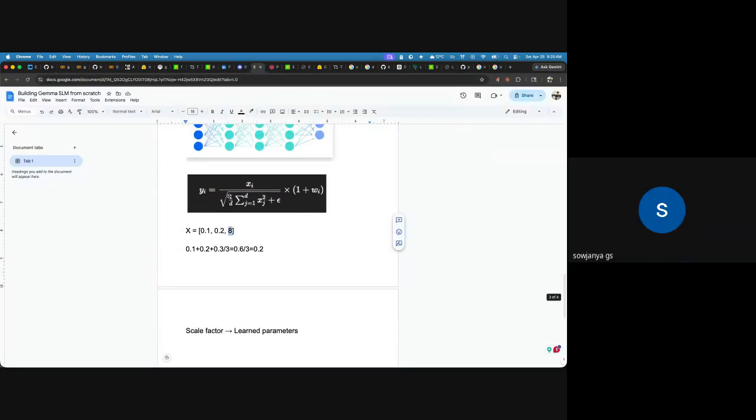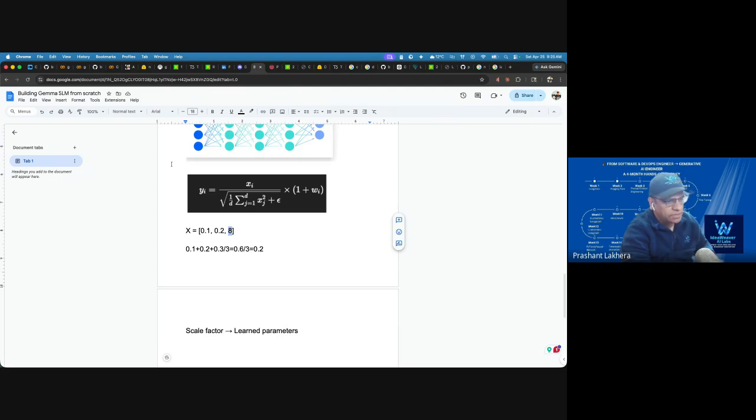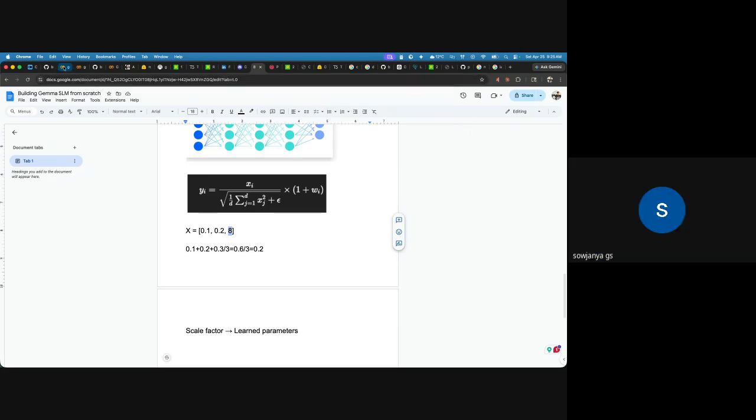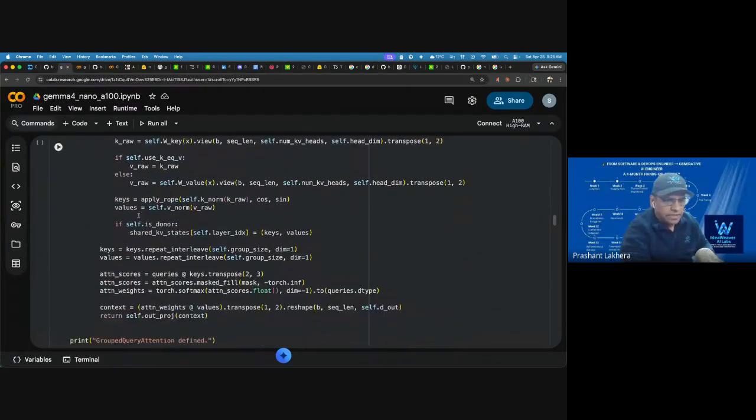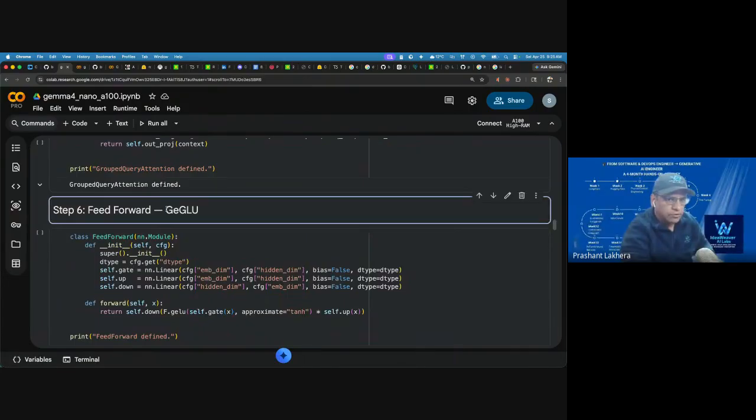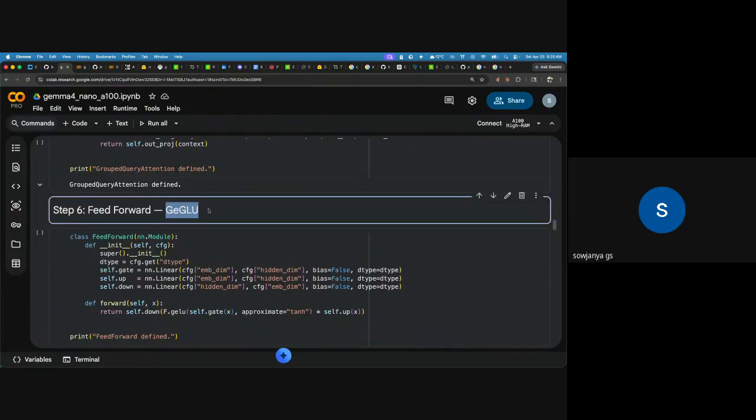Can we consider normalization as one of the activation functions? This RMS norm is one of the activation functions? Activation function, no. Activation, those are different functions. Those are different ones. Activation, we are going to see in step number 6, which is GELU. Okay. GELU.